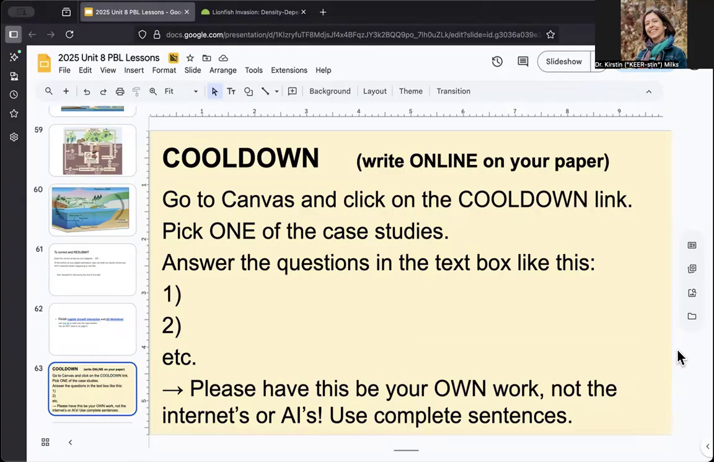Now, in the cool down, you're going to write online on your paper. In a moment, I'm going to update Canvas with a cool down link for today in that same color of yellow. You're going to pick one of the case studies, you're going to read it, and you're just going to answer the questions in the Canvas text box, type it out. It's really important to me that this be your own work, not the internet's or AI's, and that you use complete sentences. I will wager this is a pretty old assignment from 2020, and so I'll wager that there are sample answer keys floating around on the internet.